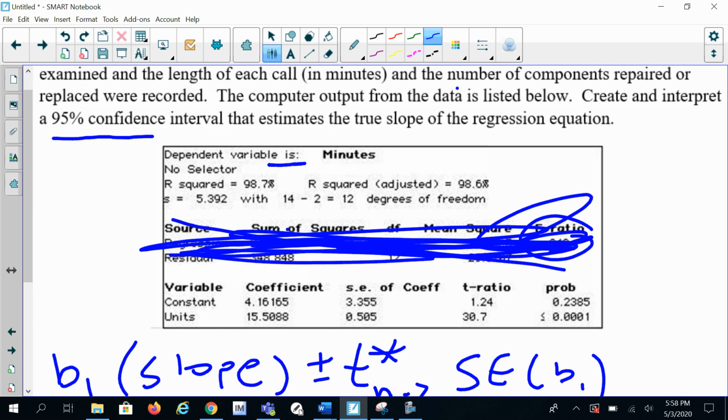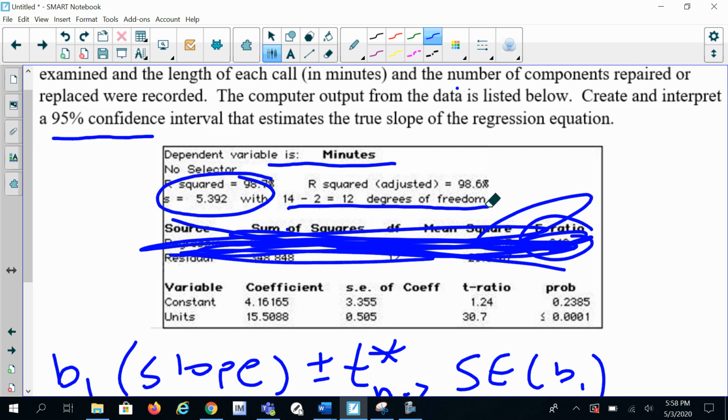The dependent variable, sometimes it's listed up there, so that's always nice. We know that y is minutes. We talked about r squared and s already, so those are important. You'll notice right here, this table actually gave me degrees of freedom. Notice how it's 14 minus 2 is 12. Remember I wrote down here n minus 2, n was 14 apparently. So it's 12 degrees of freedom. This one gave it to us.